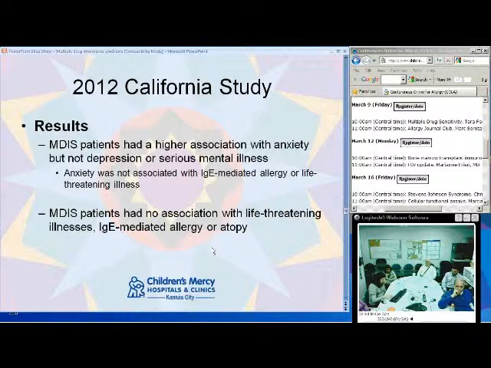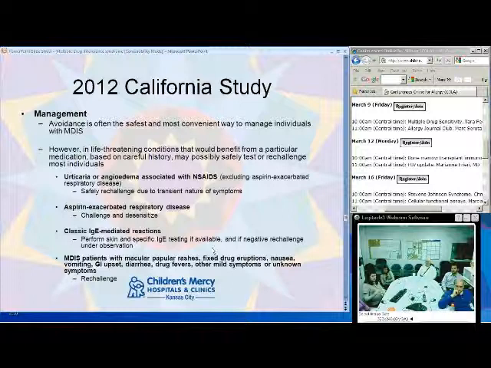So in this study, it was interesting, too, at the end, even though I don't know exactly how this came from their study, they made recommendations of how they would treat or manage multiple drug intolerance syndrome. So I thought it was kind of interesting to include that here. The first thing they said is you can avoid the drugs that they say they're allergic to. It's maybe the safest and most convenient way to manage these patients. But obviously you're going to have patients that have life-threatening conditions where they need a particular drug, or they just have so many drug allergies that there's nothing you can give them.